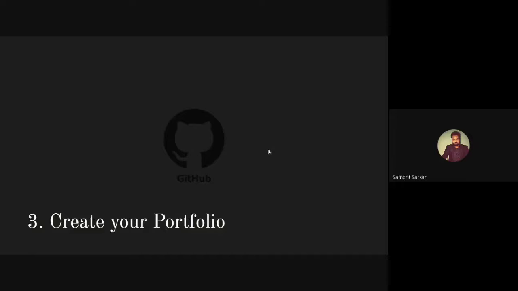It can be hosted on GitHub, it can be hosted on Bitbucket. Show off your coding skills, what kind of things you have done, what kind of projects you have worked on. All of these things you should showcase on your GitHub profile, on your Bitbucket, or maybe on your personal website. That's totally fine. So make your portfolio first.